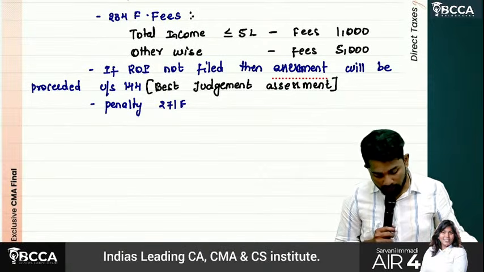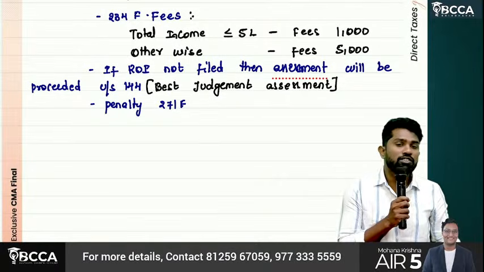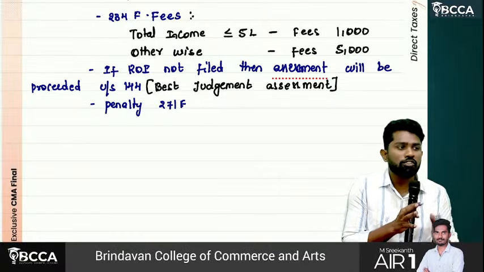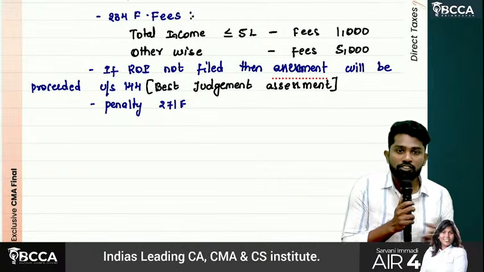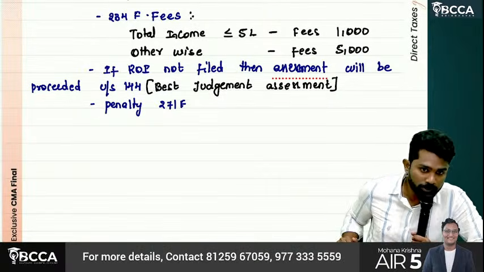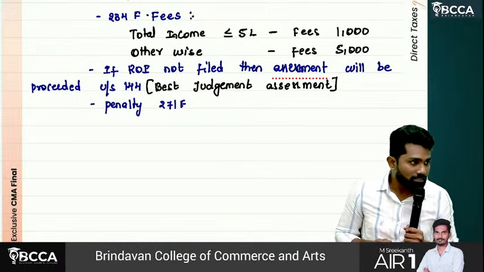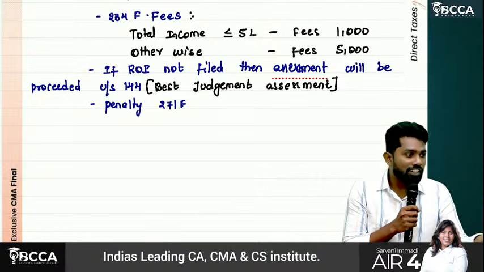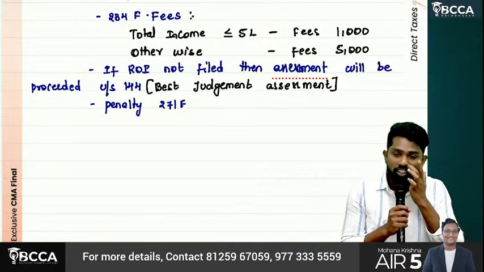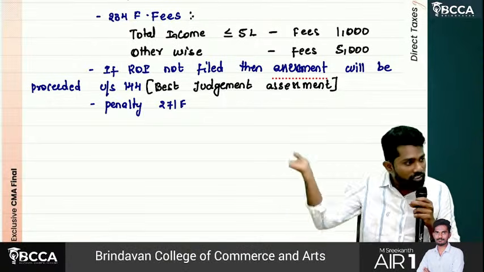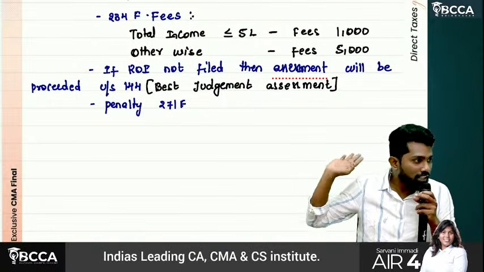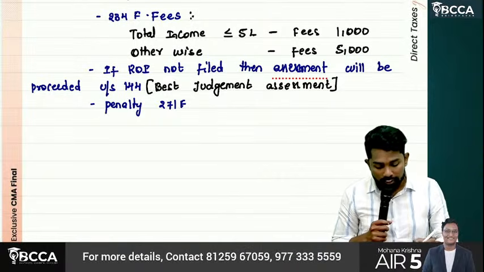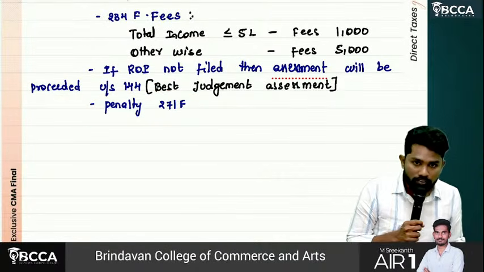If the return of income is not filed, then what will they do? They'll compute or assess your income with the information available with them. That itself is called what? Best judgment assessment. If you write an exam, then they can evaluate. If you filed a return, then they can check whether you did it correctly or not. If you have not even filed a return, then whatever information is available with them, with that they'll calculate. That itself is called best judgment assessment. And for non-filing of return, there can even be a penalty under 271F.